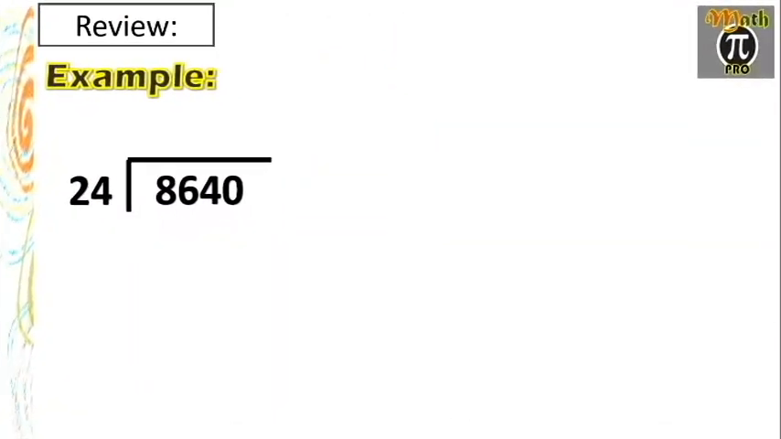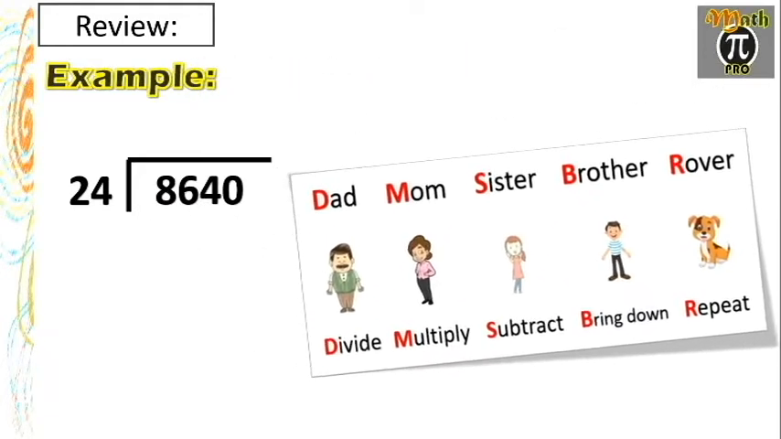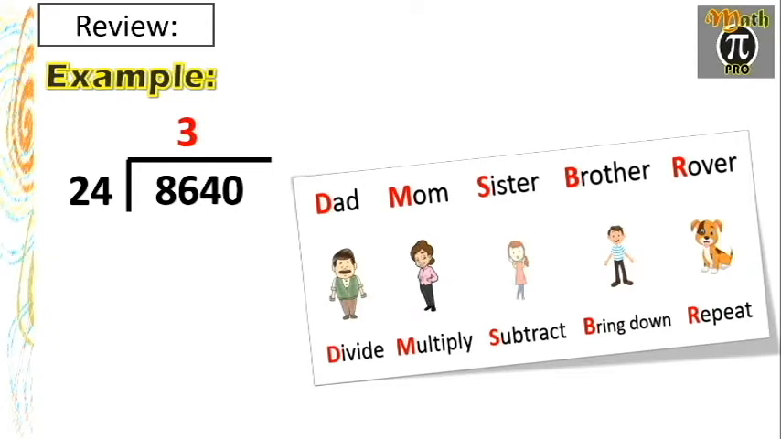Let's have an example. If we want to get the quotient of these two numbers, then following the procedures, first we divide 86 by 24, we get 3. Then we multiply 3 times 24 to get 72. We subtract to get 14. Bring down 4 to get a new number, 144, which can be divided now by 24. So we repeat the procedure from the start.